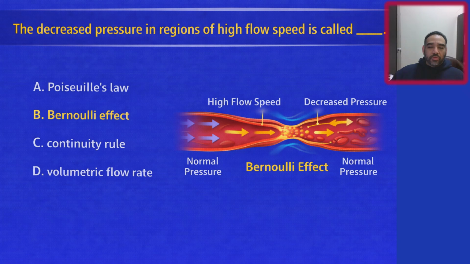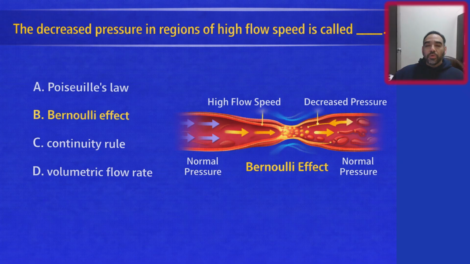Okay, so let's look at this next question. The decreased pressure in regions of high flow speed is called what? A, Poiseuille's law, B, Bernoulli's effect, C, continuity rule, or D, volumetric flow rate. And the correct answer there, was just partially highlighted, is the Bernoulli effect.